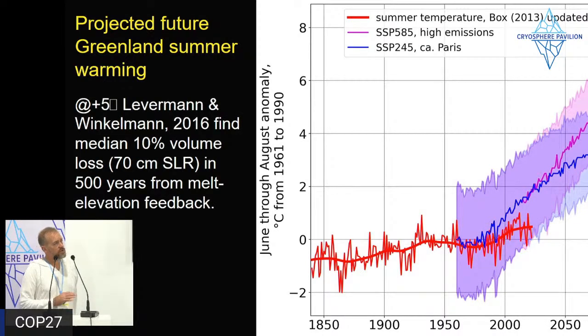And according to Levermann and Winkelmann, they estimate that it would take 500 years for 10% of Greenland ice to be lost at this warming rate of 5 degrees. 500 years for 10%, that's 70 centimeters of sea level rise.